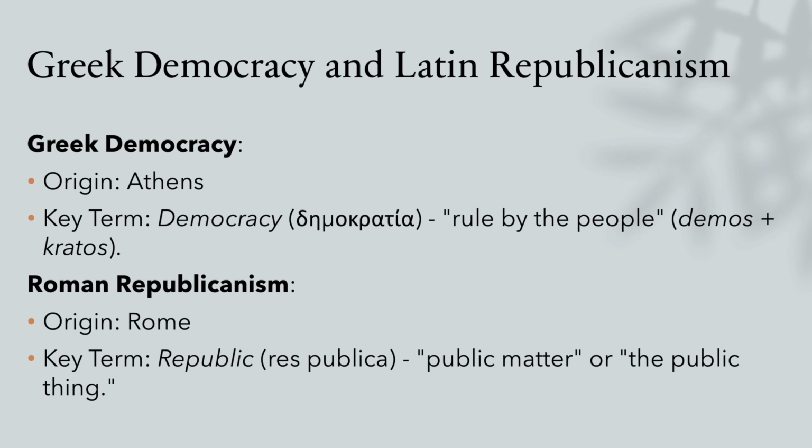Let's shift to ancient Rome, where the concept of the republic was born. The word republic comes from the Latin Res publica, meaning public matter, or the public thing. Unlike a monarchy, where power is concentrated in the hands of a single ruler, a republic is a form of government where the state is considered a public affair and representatives are elected to govern on behalf of the people. These classical ideas of democracy and republic profoundly influence our political system.